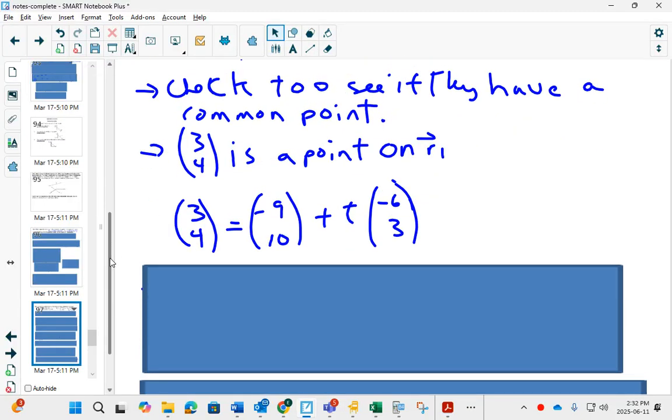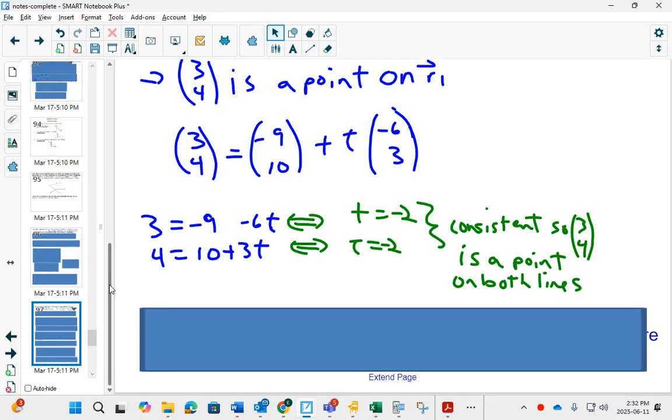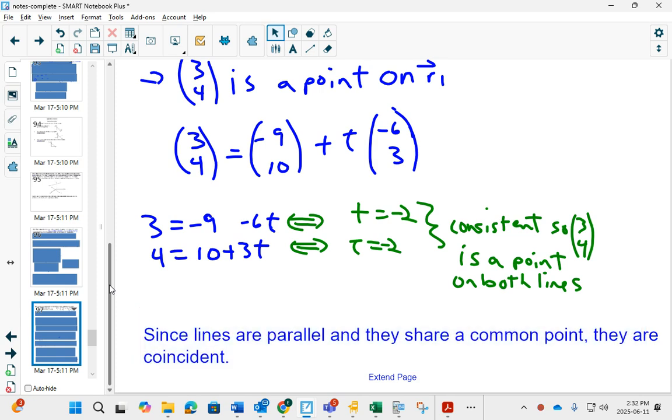And we can check this with the parametric equations. Look at the first one. It says t is equal to -2. We look on the second one. T is still equal to -2. So that tells us that (3, 4) is on that other line as well. And since they go in the same direction, and they share a point, they must be the same line.